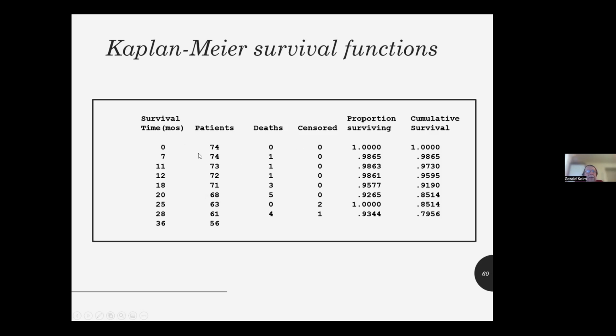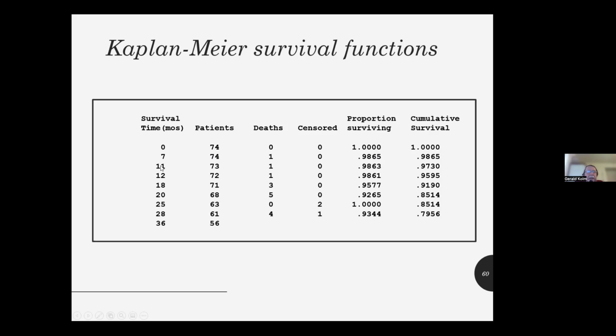At 7 months, we still have 74 patients, but we have 1 death. So now the proportion surviving is 73 over 74, or almost 0.99. Then to calculate the cumulative survival, we just multiply the previous cumulative survival by the proportion surviving. So it's 1 times 0.98. That's why we get the same value over here for the cumulative survival.